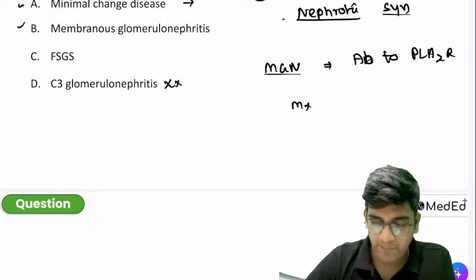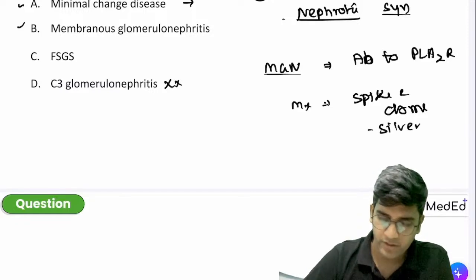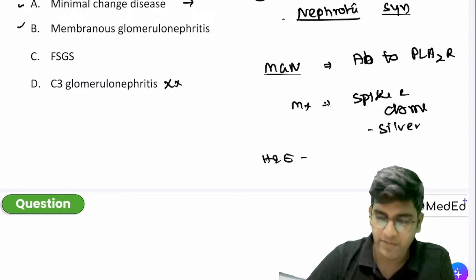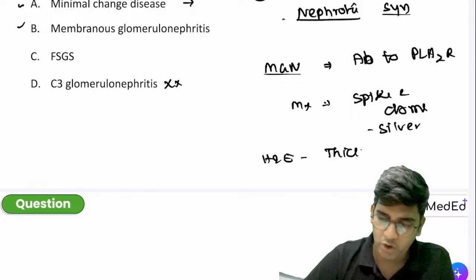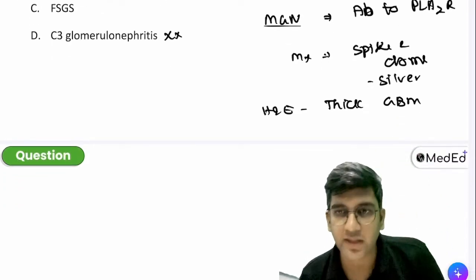And in microscopy, you have the classical spike and dome appearance. Spike and dome appearance is actually a finding seen in silver stain, not in normal H&E. This is a silver stain finding. In normal H&E, you will have a thick membrane or a thick glomerular basement membrane or a thick capillary as a diagnostic finding, right?